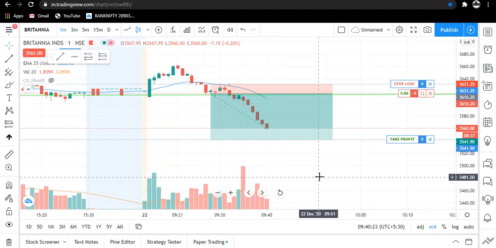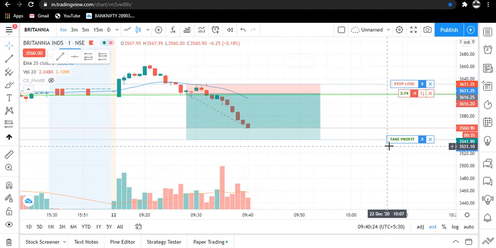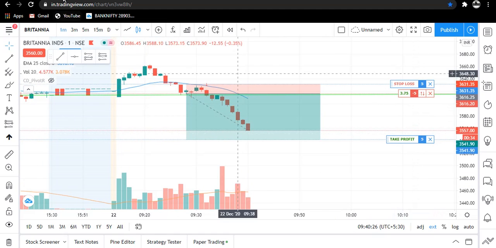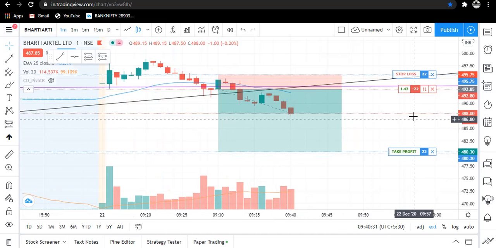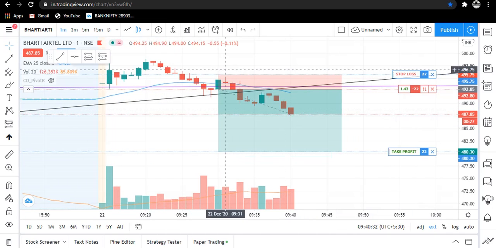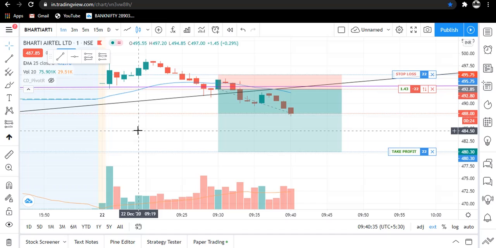Okay traders, in Britannia I have taken 5 quantities for the sell side, and in Bharti Airtel I am also on the sell side with 22 quantities. So first let us discuss the setup on Bharti Airtel.